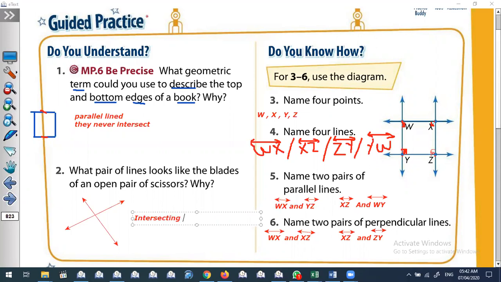Intersecting lines, because there is no square corner. Intersecting lines. I can make it like that, like the scissor exactly. Here, intersecting lines. They have no square corner. They intersect at one point.